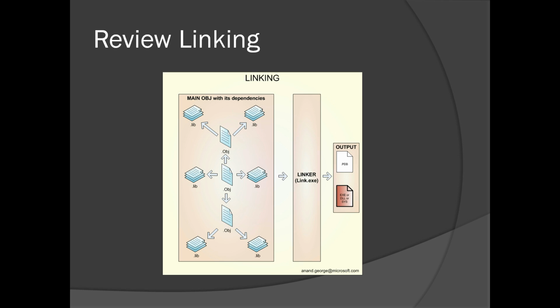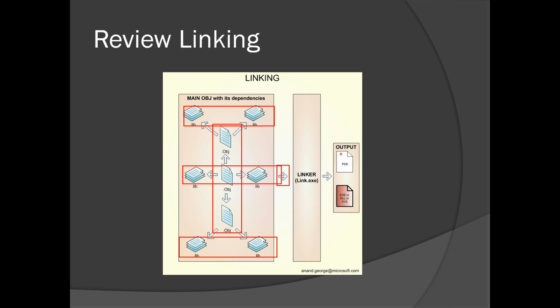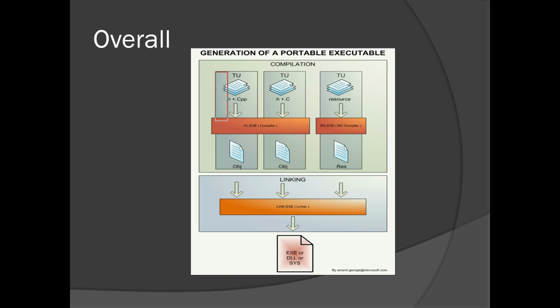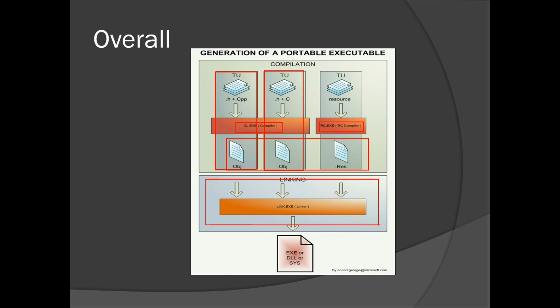This is a summary of the linking phase. These are the obj files which we want to link together. They have dependencies on lib files, and we pass everything into the linker to link it together, and we get the output, the exe and the pdb file. This is the overall summary. This is a TU, or translation unit. This is another TU. Each TU is passed through Cl.exe. Sometimes resource compilation also happens, which I didn't explain. Just like source code, instead of the compiler you use the resource compiler. All these object files we give to the linker to link together and make the final exe with the PDB. So that's it.